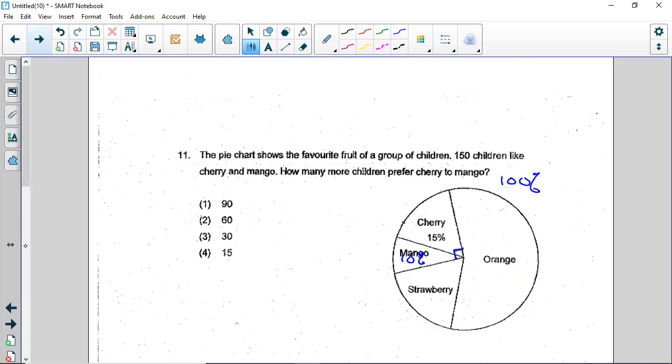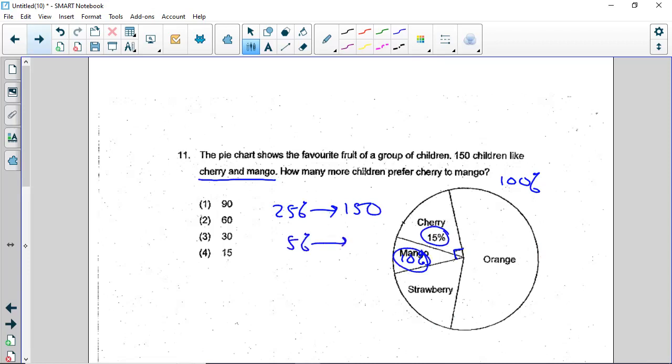So 150 children like cherry and mango, which is how many percent? Which is your 25%. And make connection. So what is connection? It means that 25% connects to 150. That is called making connections. Then how many more children prefer cherry to mango? You take 15 minus 10, that will be 5% more.